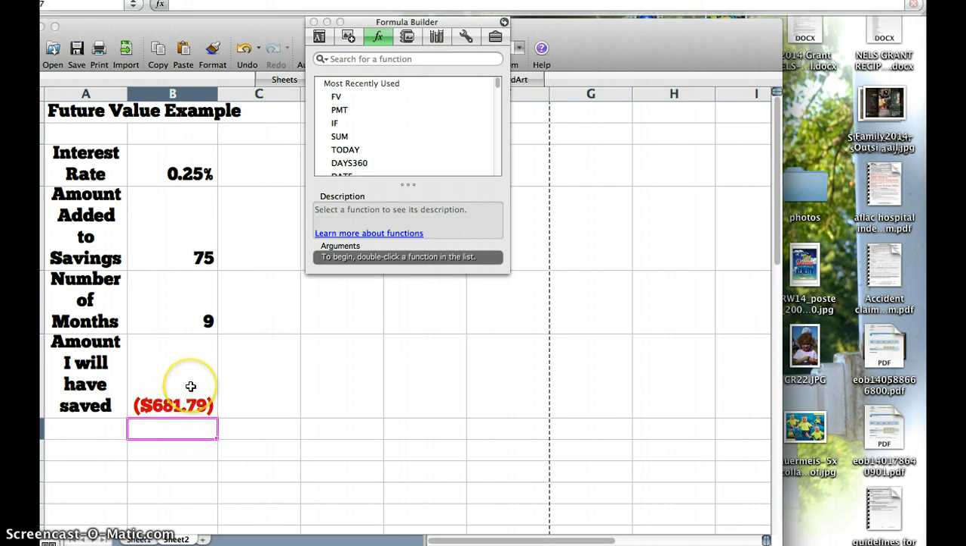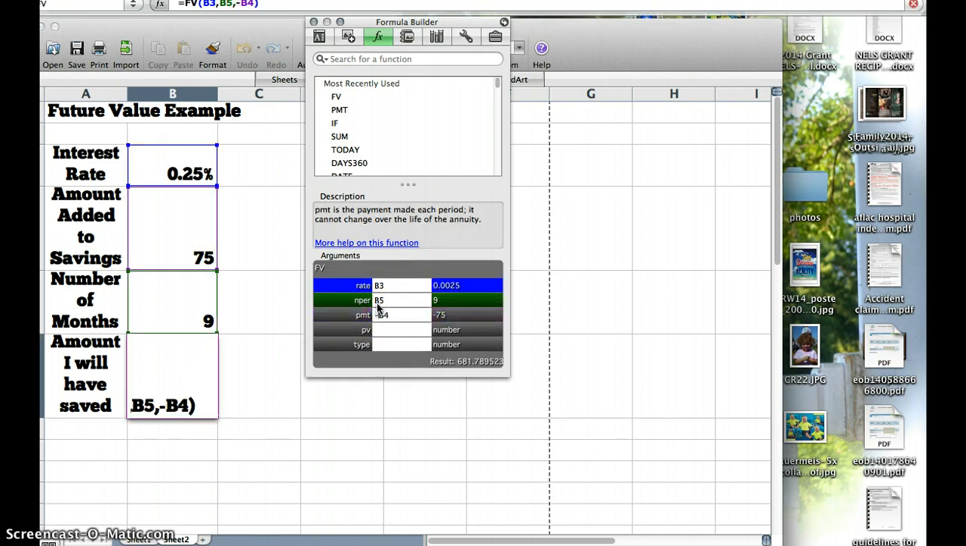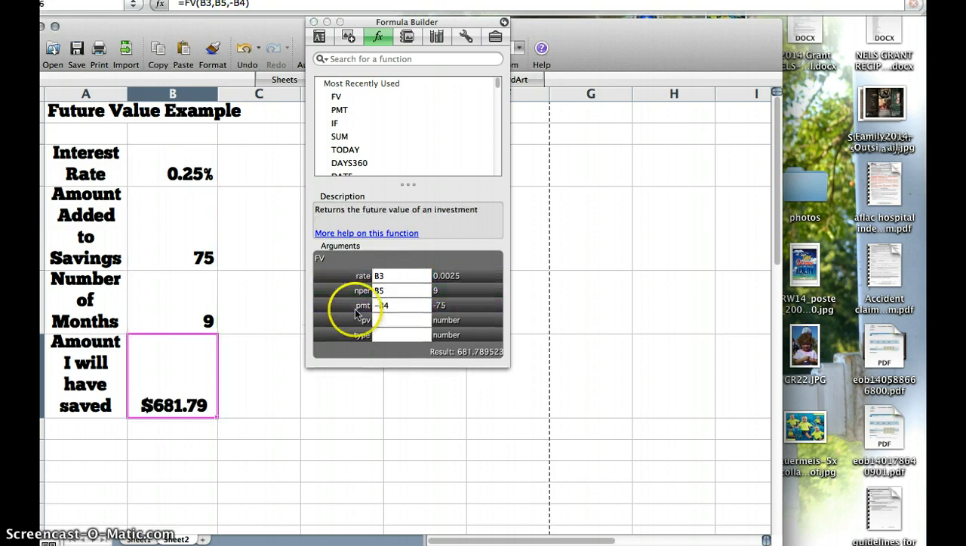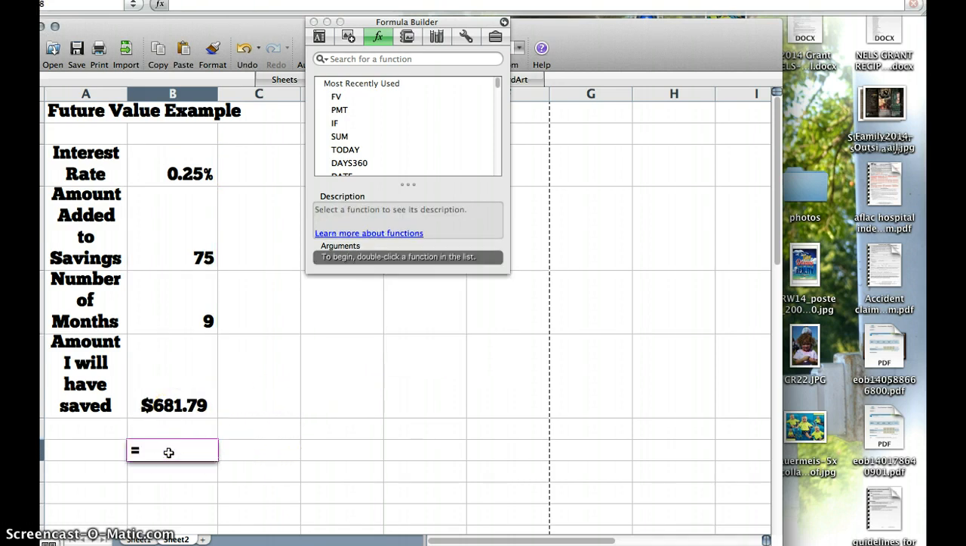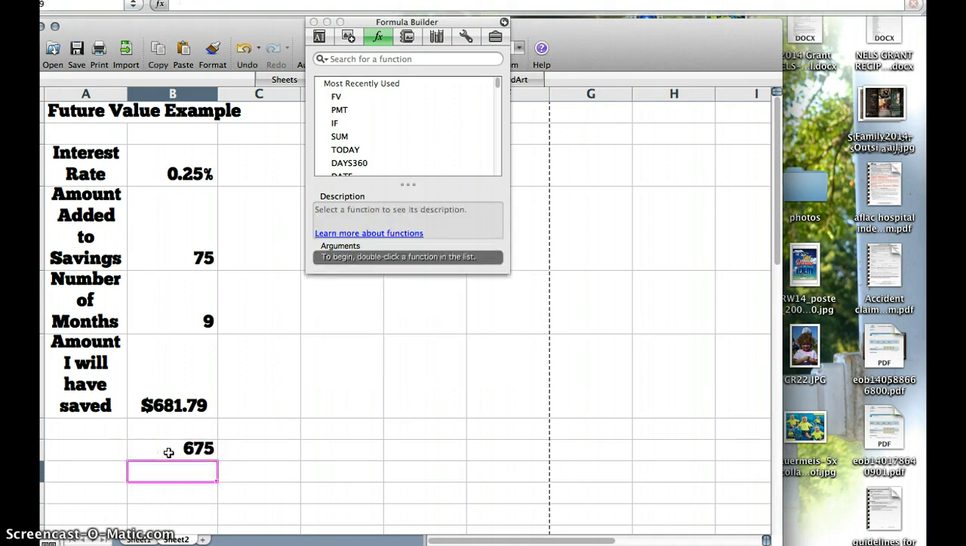Now, I wouldn't have a negative number, so again, remember what you need to do is go adjust this, and I can make this payment amount a negative number, and then hit enter, and you see it becomes positive. Now I want to check myself on this. I could say equals 75 times 9, and I see I have $675. So I collect a little bit of interest, but not a whole lot over those 9 months.